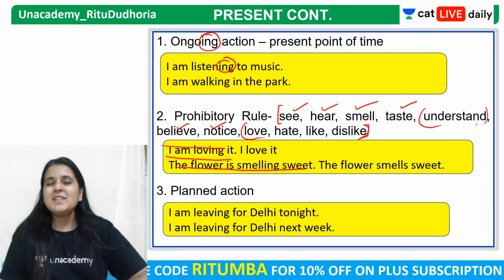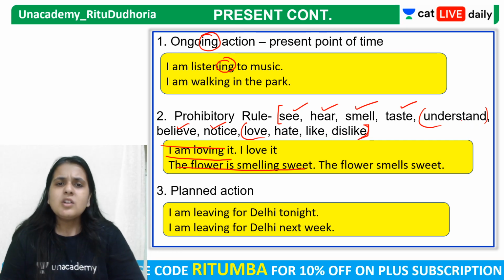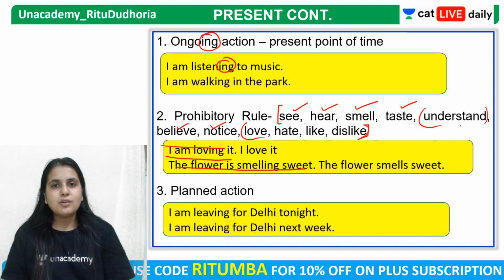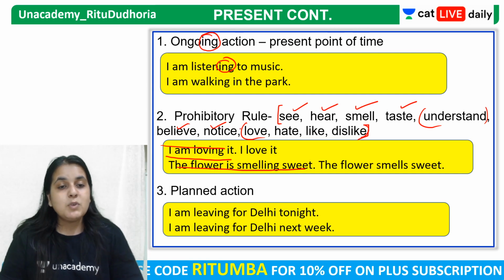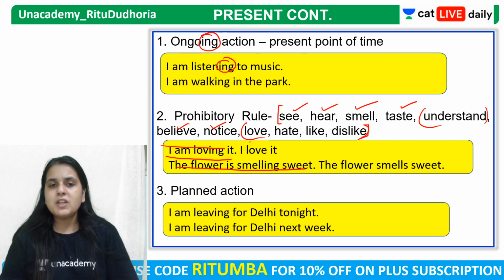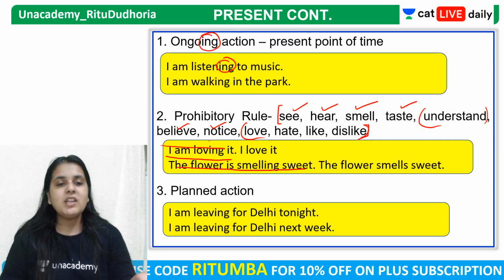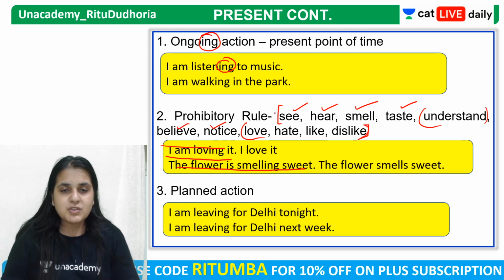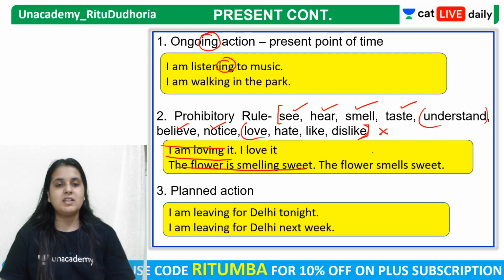So ये गलत है, ये गलत है. Understand. बहुत बार people say, अरे yes, yes, I'm understanding you. No, it's not going to be I'm understanding you. It will be I understand you. I'm able to understand you. I'm noticing a change in your behavior. कितने बदल गए हो? No, you will say I notice a change in your behavior. I'm believing you. Then it's grammatically incorrect. You will say I believe you. Okay, so this is a prohibitory rule. Means with these words I cannot use present continuous tense.